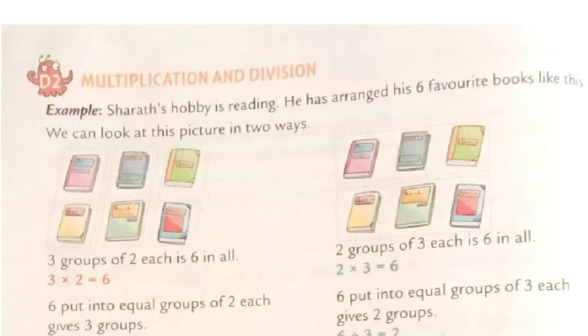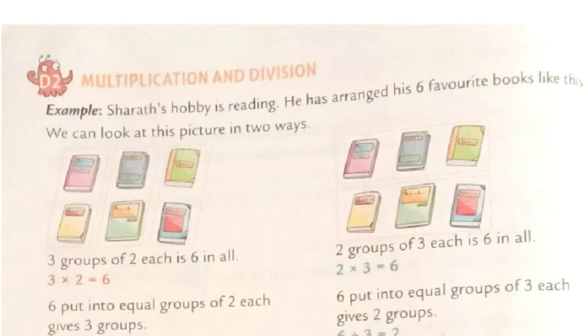Sahad's hobby is reading. He has arranged his 6 favorite books like this. We can look at this picture in two ways. Here it is given Sahad has a hobby of reading books and he arranged his 6 favorite books like these two arrangements. So in our first arrangement we can see he has arranged 2 books in one group. So like this he has 3 groups of 2 each is 6 in all.